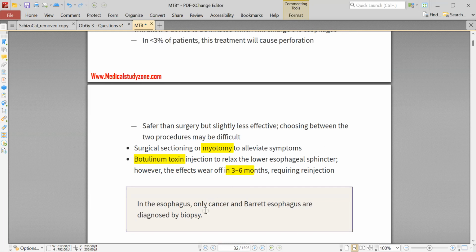In the esophagus, only cancer and Barrett's esophagus are diagnosed by biopsy. You don't take a biopsy for everything in esophageal conditions. You do it only to rule out cancer and for Barrett's esophagus. So, what is Barrett's esophagus? It's a precancerous condition.